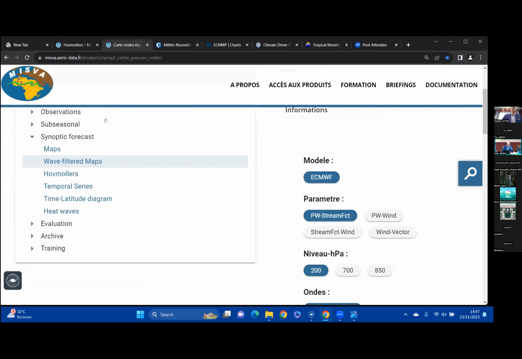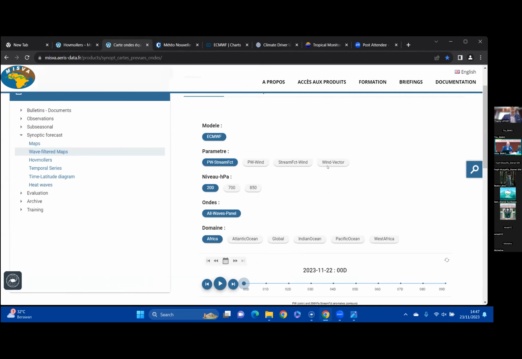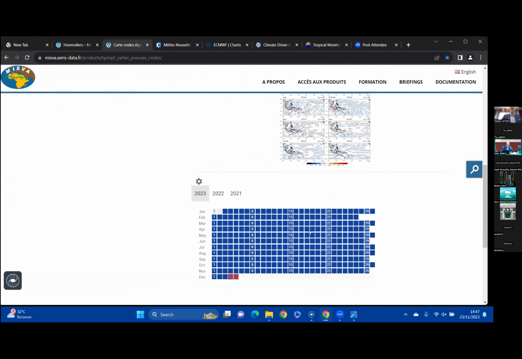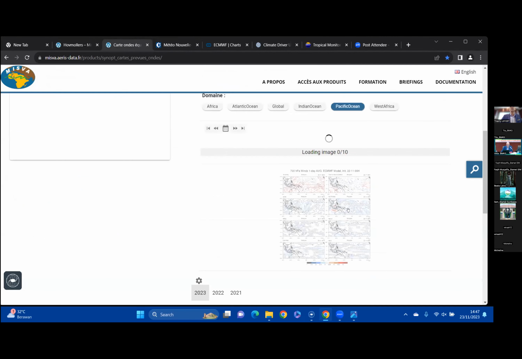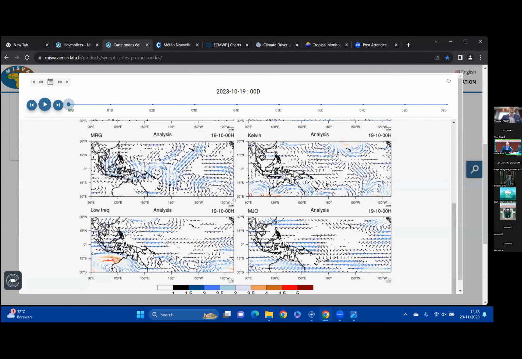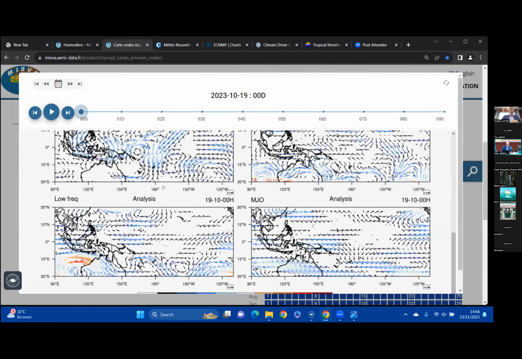So I'm going on Philippe Perrier's website, the Météo France website. I'm going on the wind vector, 700, Pacific Ocean, and in October around the 19th of October, for example. That's the situation a bit before the real deepening, which is important.